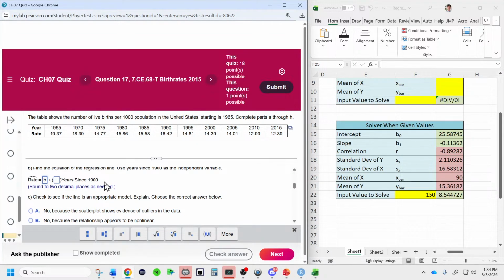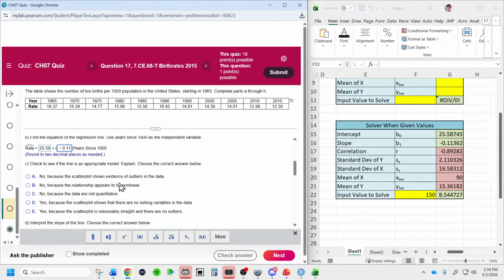So remember, this is B0 plus B1x. Hopefully you've memorized that by now. B0 is the intercept, and this is the estimate of the intercept. 25.5, does it say 2 decimals? 25.9, that rounds to 25.9. And then B1 is going to be negative. Do not forget the negative. You do get it wrong if you don't type that. There's the negative slope.